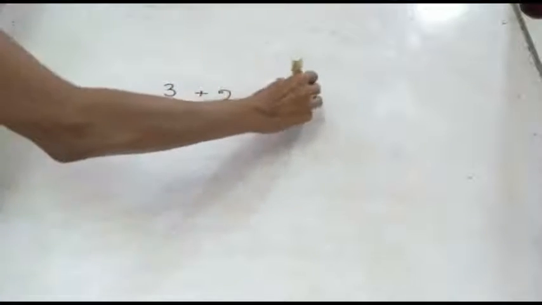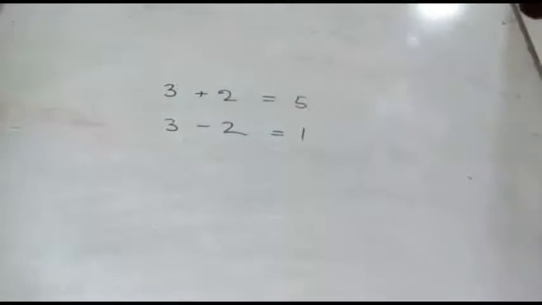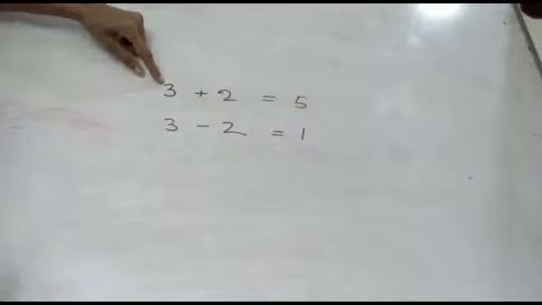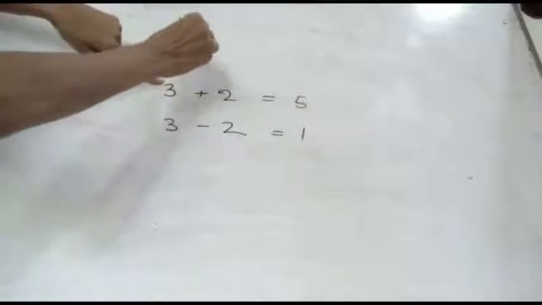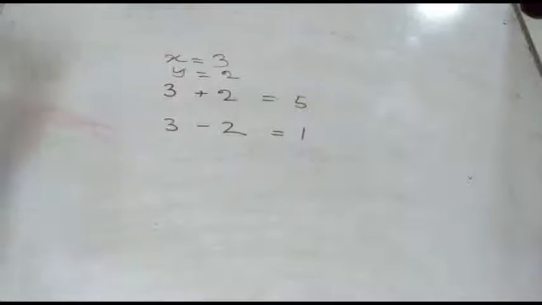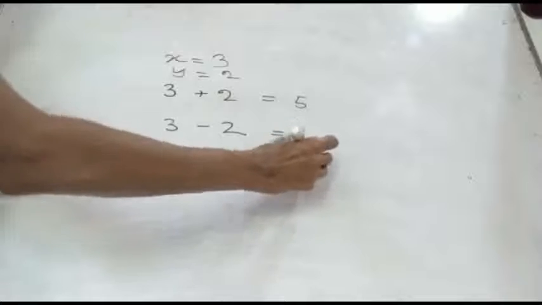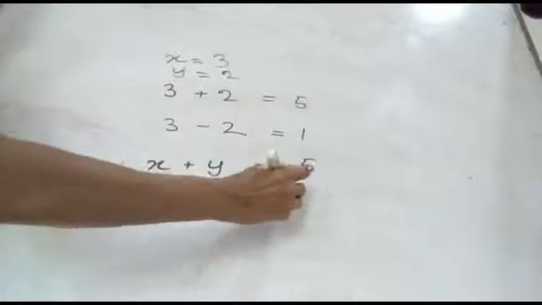Now we are going to learn simultaneous equations. We know that 3 plus 2 is equal to 5, and 3 subtract 2 is equal to 1. When x is equal to 3 and y is equal to 2, we can write it as x plus y is equal to 5, and x subtract y is equal to 1.